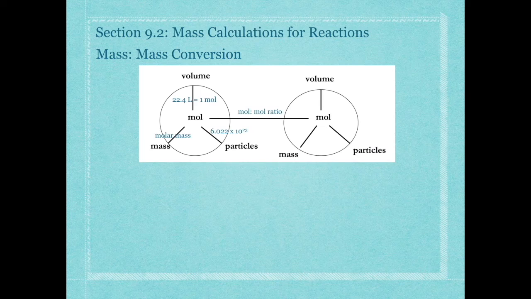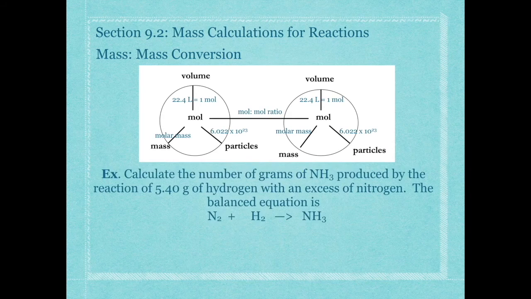Now everything else is the same. So I go from mass to moles, moles to moles, and then I can go from moles into volume by using 22.4. Or I could go from moles to mass using molar mass, or I could go from moles to particles using Avogadro's number. So the only added step in this section is your mole-to-mole ratio, which is just your coefficients. All right, so we're going to look at a problem to make sure that all of this makes sense.